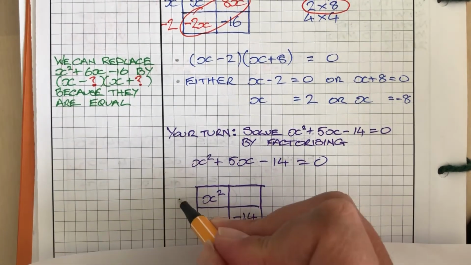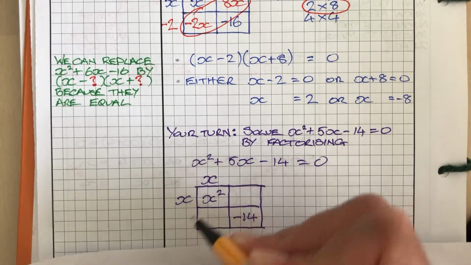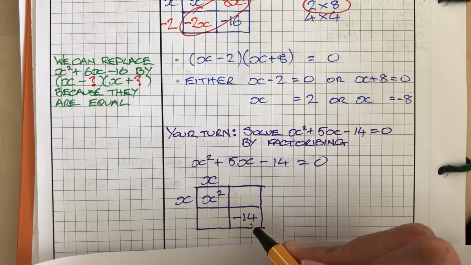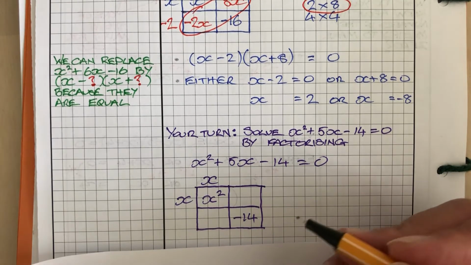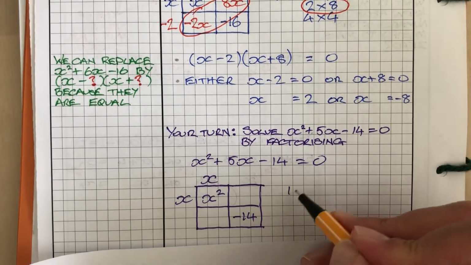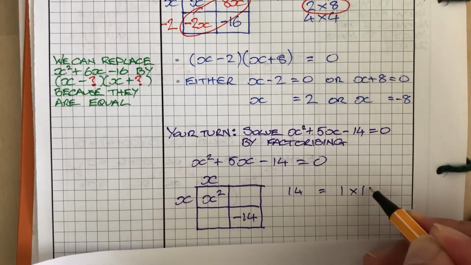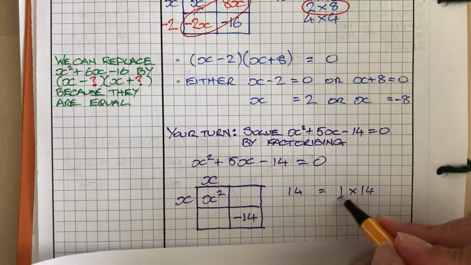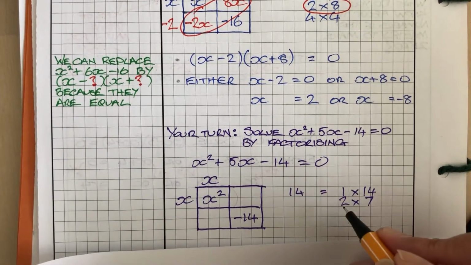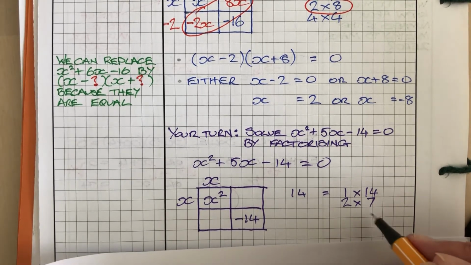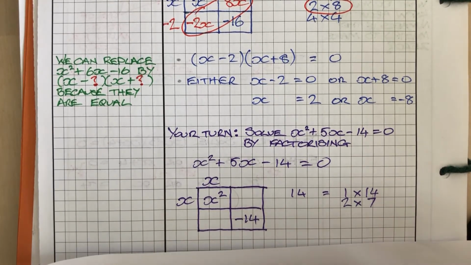x squared is made by doing x times x, and negative 14, or 14 as I'm thinking about at the moment, is made by doing some multiplication. It might be 1 times 14, it might be 2 times 7, try 3, it doesn't go in, try 4, it doesn't go in, try 5 and 6, they don't go in, and then I've met the big numbers, so there's no space for any more factors. Those are all the factors of 14.